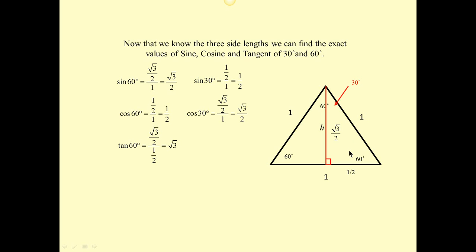And the tangent of 60 is the opposite over the adjacent, square root of 3 over 2 divided by 1/2, which equals square root of 3. And finally, the tangent of 30 degrees equals the opposite over the adjacent, which is 1/2, divided by square root of 3 over 2. And after we rationalize the denominator, we obtain square root of 3 over 3.